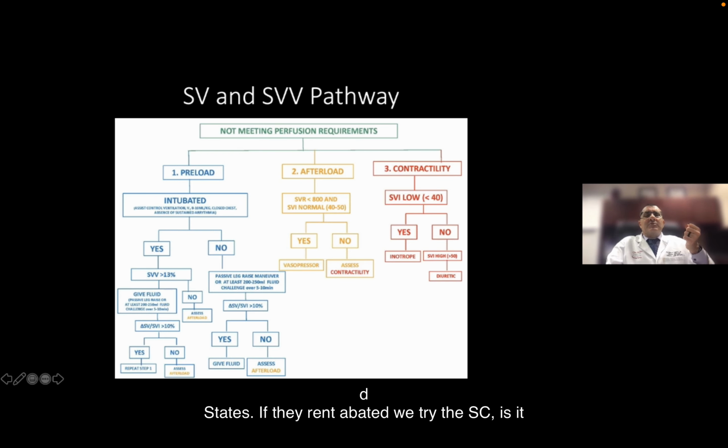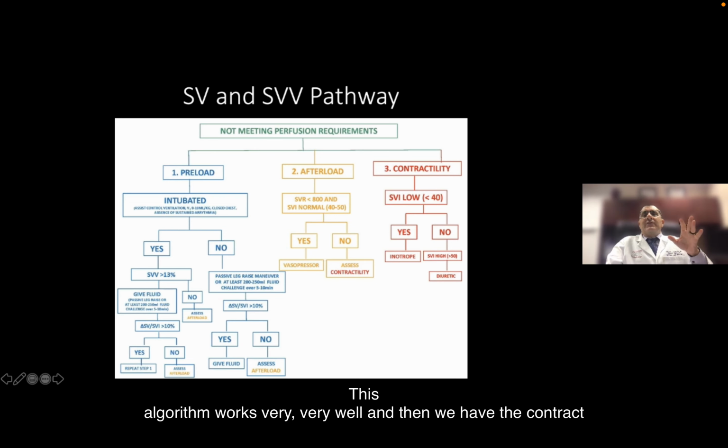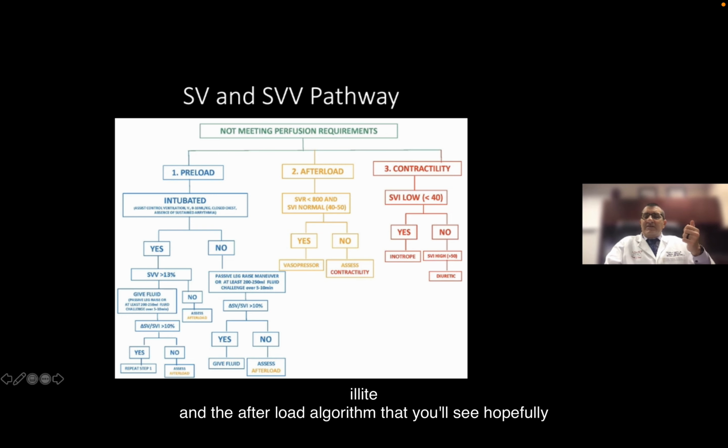Is it greater than 13%? Give fluid. Does the stroke volume change, or does the SVV go down? If yes, we probably need to repeat the step. If it doesn't and the SVV is below 13%, then we probably need to start pressors. This algorithm works very, very well. And then we have the contractility and afterload algorithm that you'll see hopefully in a second.